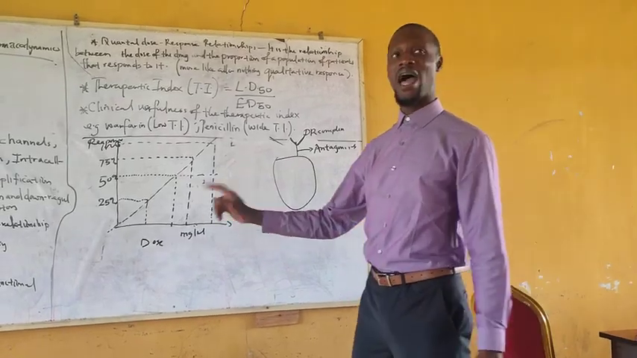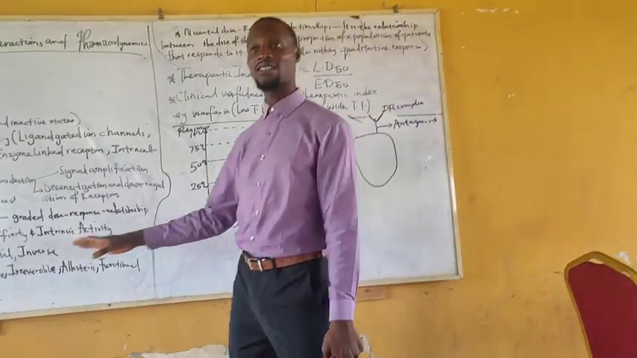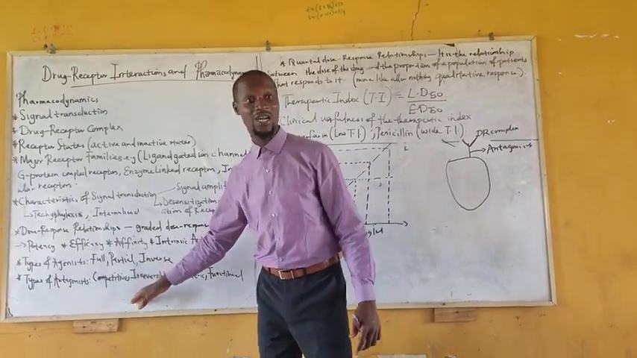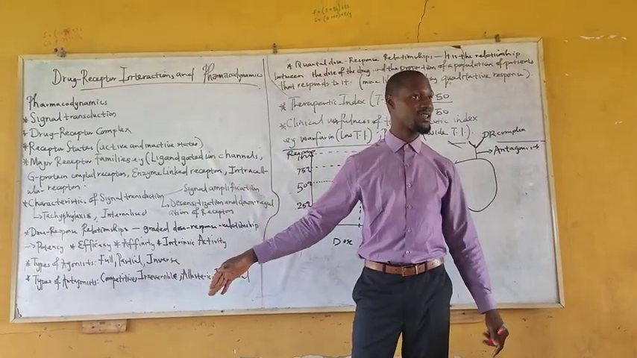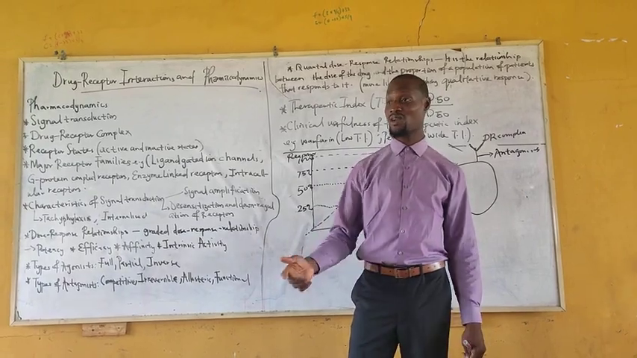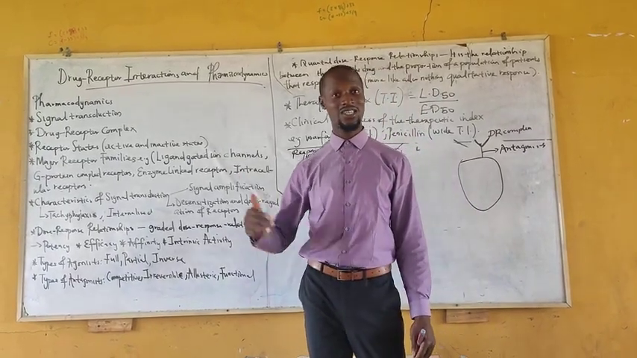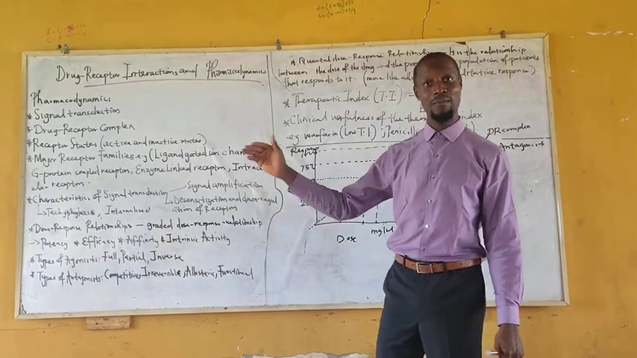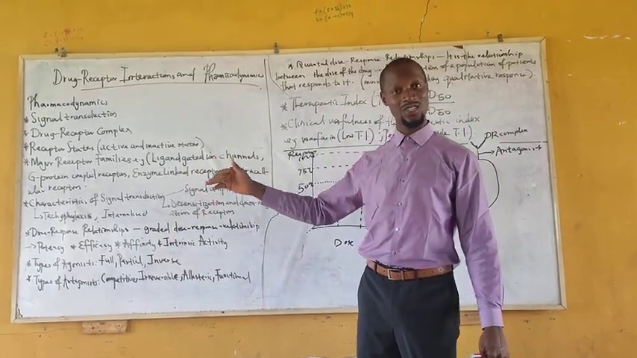I start on types of antagonism. I said that with competitive antagonism, you can surmount it by increasing the dose of the agonist. What is affected is the potency of the drug. EC50 will shift to the right. The maximum response is the same, but the dose at which we reach it shifts to the right.